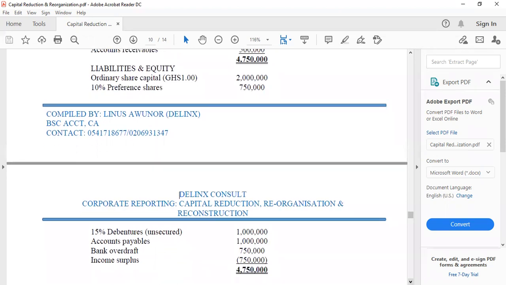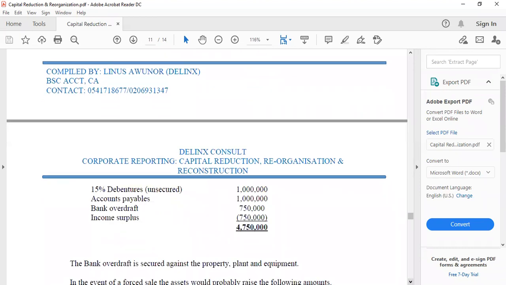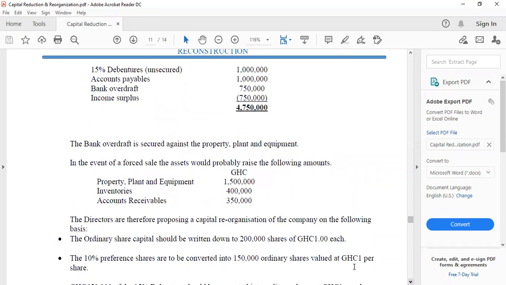It's too much. So this is the price that you pay for your ordinary shareholders. The ordinary share capital should be written down to 200,000 ordinary shares of 1 cedi each. It's too much. Let's move on.